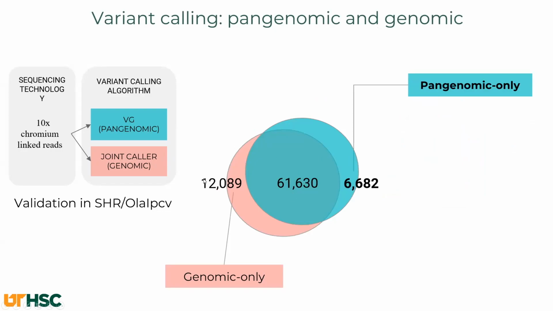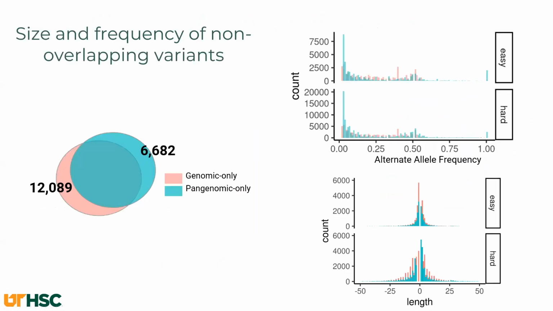As you can see here, the majority of the variants present in the pangenome are present also in the genomic approach. That is what I expected. But I want to focus on that type of variation. And before doing the validation of those variants, I tried to see if I see any abnormal trends when I considered, for example, the variants that are called by only the genomic approach and only the pangenomic approach.